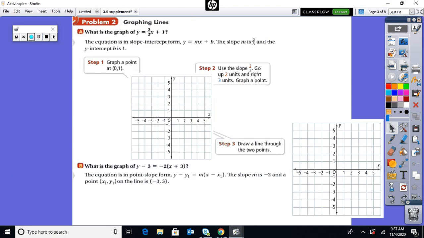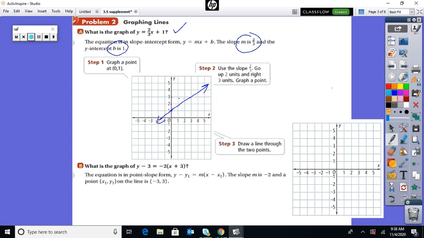In problem 2, we're going to talk about graphing. So let's graph these. In the first one, we're going to graph from slope-intercept form. The slope is 2/3 and the intercept is 1. We start with the intercept because that's where we hit the y-axis. So this line is going to hit the y-axis at (0, 1). Then the slope is 2/3, so I go up 2 and then over 3. It's that simple, my friends.